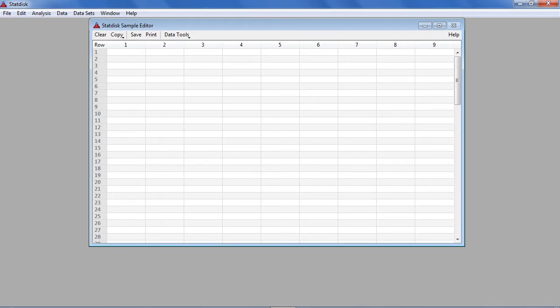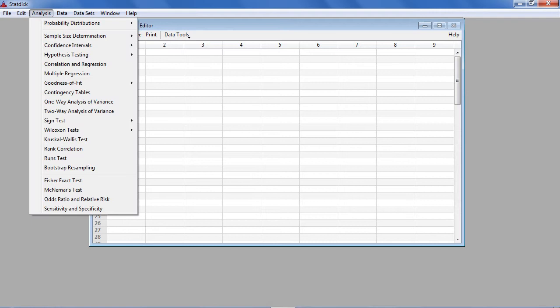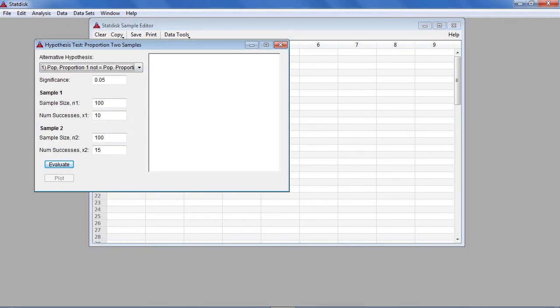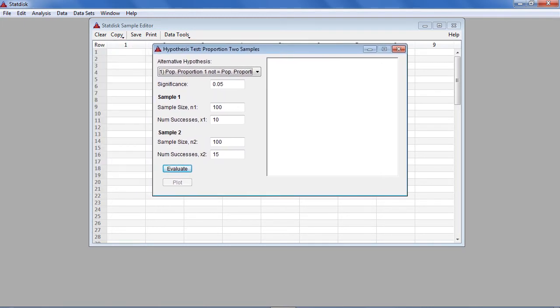For a hypothesis test in which we are testing a claim about two population proportions, use the following procedure. First, select Analysis from the top menu bar, then select Hypothesis Testing from the drop-down menu. Select Proportion Two Samples from the submenu. You should now see the Hypothesis Test Proportion Two Samples dialog box.